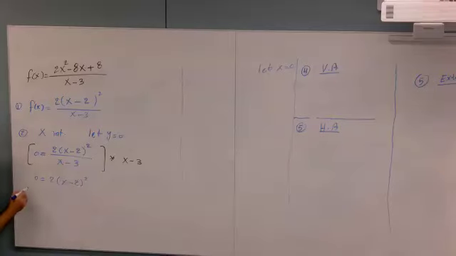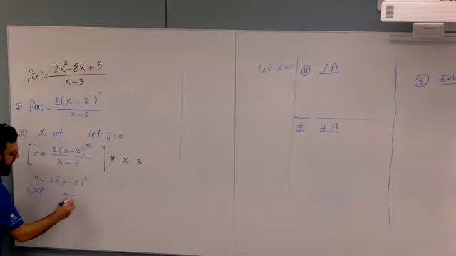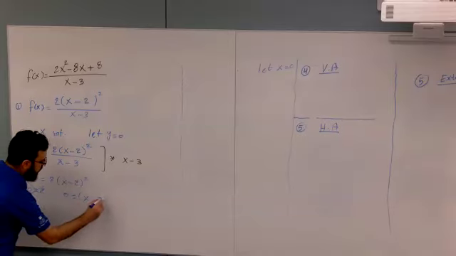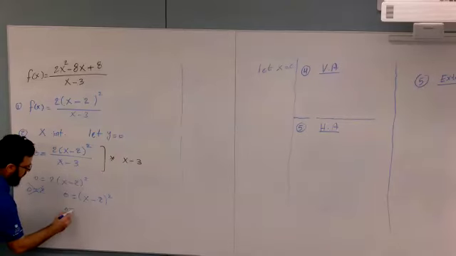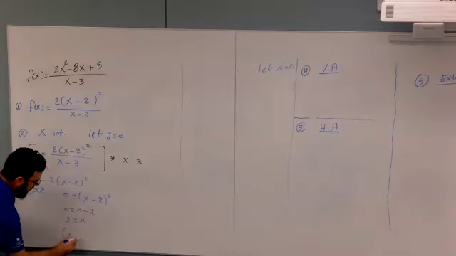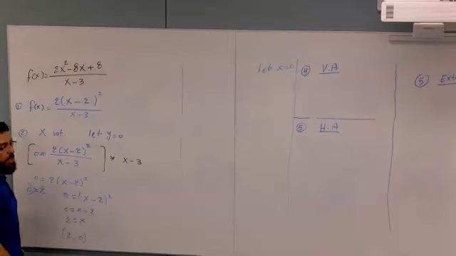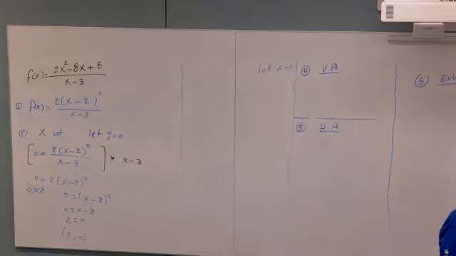Using the zero factor property, 0 equals 2, this is a wrong statement, or 0 equals x minus 2 squared. Take the square root of both sides. So 0 equals x minus 2. That means x equals 2. So how many x-intercepts do we have? Only one x-intercept.